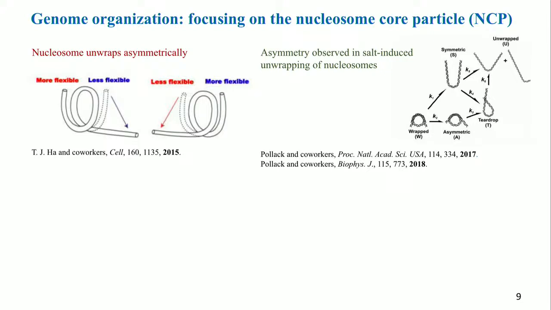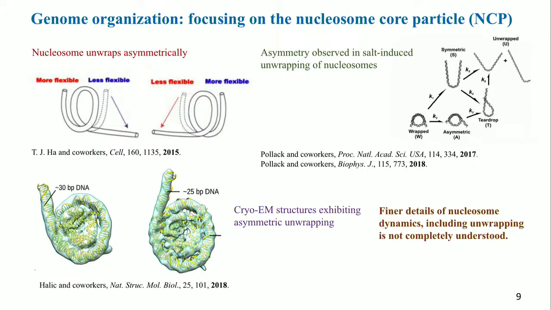Similarly, following up this work, there were again some very interesting studies from Pollack and co-workers where they tried to induce this unwrapping not by force but by just changing the salt concentration. And here what they observed was that there are different possibilities. You could have a pathway through a symmetric state, and then there could also be pathways through asymmetric unwrapping, which was observed by T.J. Ha's group. And interestingly, around 2018, a couple of years ago, Bilokapic and co-workers published some cryo-EM structures of various stages of nucleosome unwrapping. And as you can see in all these structures, the unwrapping is asymmetric.